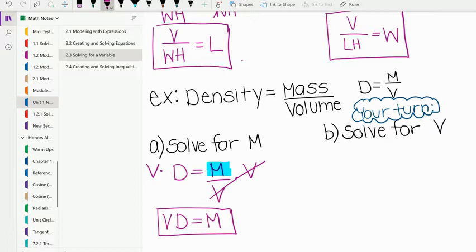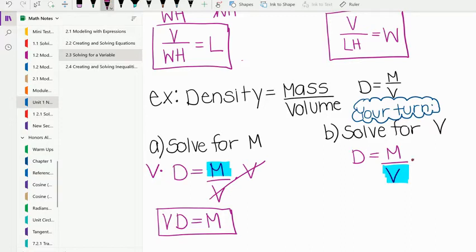So the next one is going to be on your own. So again, you have D equals M over V. This time you're going to solve for V. So go ahead and pause the video and do it on your own. And now I'm going to go over it.